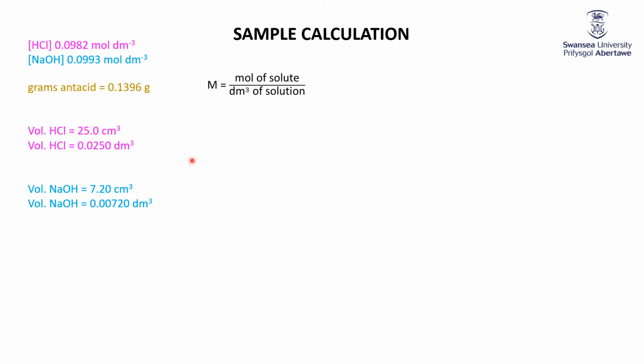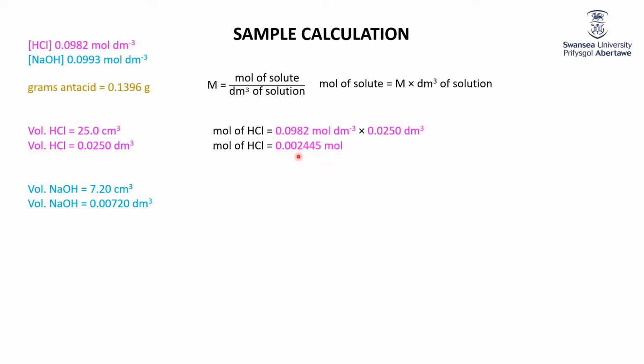Now remembering, molarity or concentration is moles of the solute over cubic decimeters of the solution. I can figure out that moles of solute is molarity times cubic decimeters. So the moles of HCl is the 0.0982 moles per cubic decimeter, that's the concentration of the HCl, times the 0.025 cubic decimeters that I added, or 0.002445 moles of HCl. So I took my antacid and added 0.002445 moles of HCl to it, neutralized all the antacid and left some HCl over.